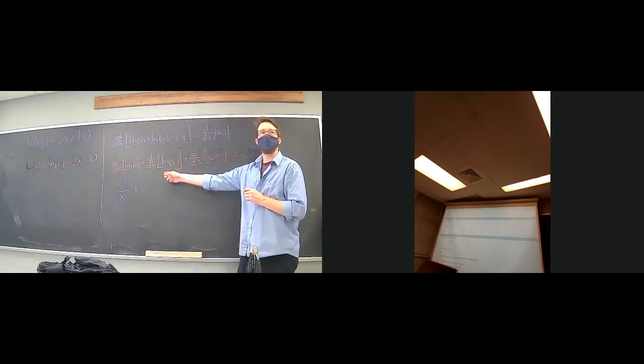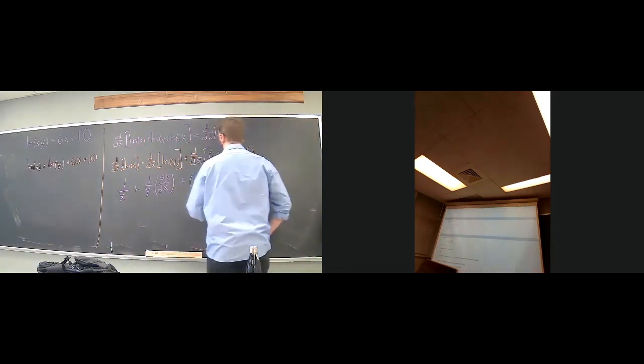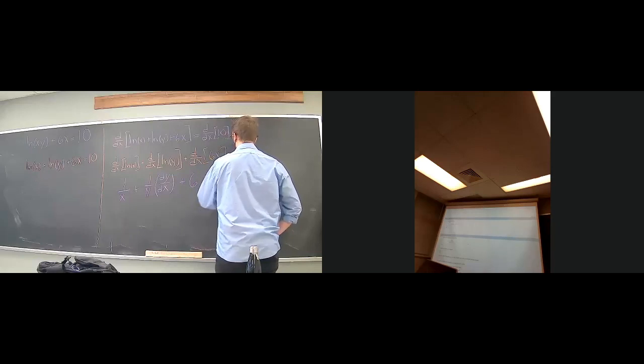This derivative, we know it's going to be 1 over x, right? This derivative, we're going to have to apply the chain rule to, because we're thinking of y as a function of x. So we're going to have 1 over y, but then we're going to have dy dx plus this derivative is just going to be 6. It's all equal to 0.